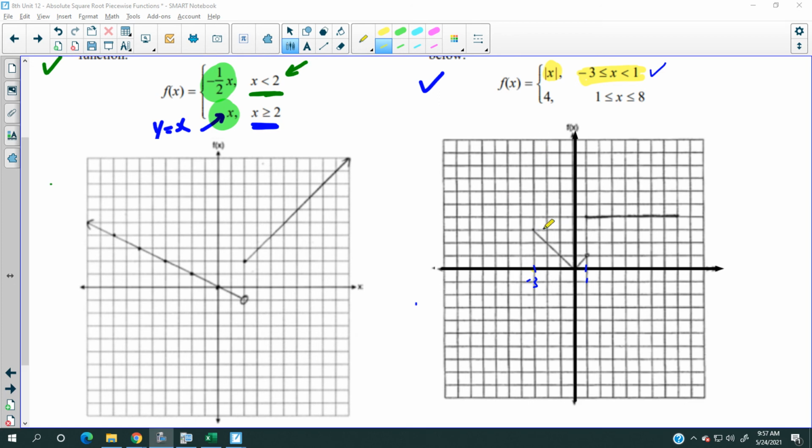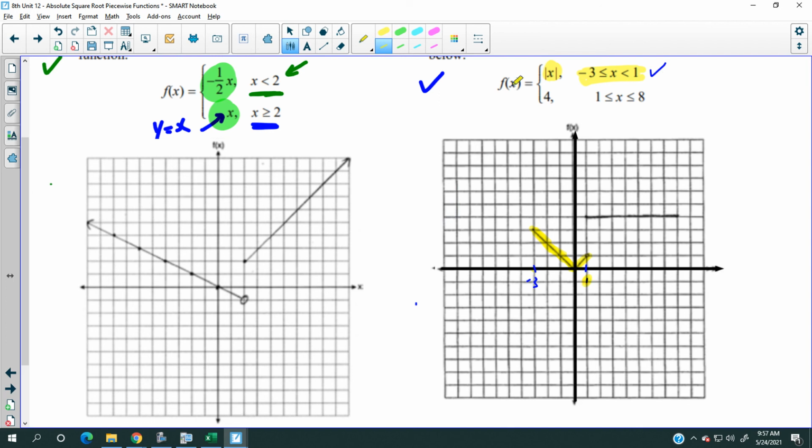So this is all the makings of an absolute value function. That looked really cool. But it got chopped off because you're not supposed to be able to see what happens after x is equal to 1. Think of it like that, okay?